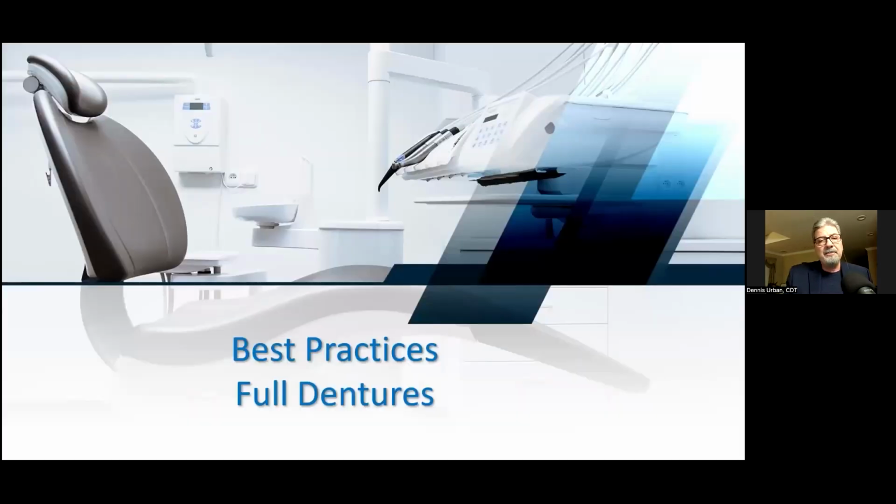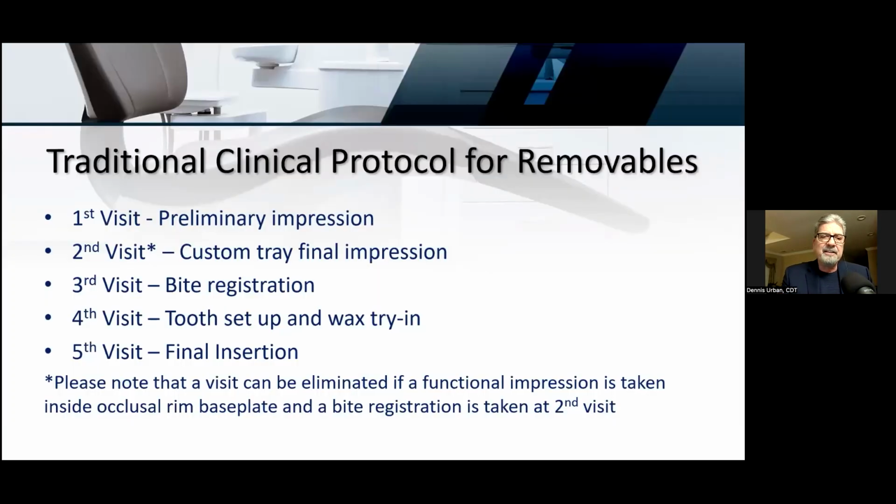So we're going to start now with the best practices on analog or traditional full dentures. Normally it's about a 5-visit experience for the patient. That first visit is going to be the preliminary impression. The second visit is going to be the custom tray final impression. Then a bite registration, a tooth setup and wax try-in, and the final insertion. A visit can be eliminated if a functional impression is taken inside the base plate and occlusal rim at the second visit. We're going to utilize that technology more when we talk about digital dentures.